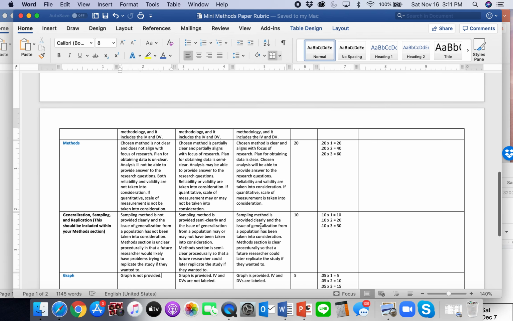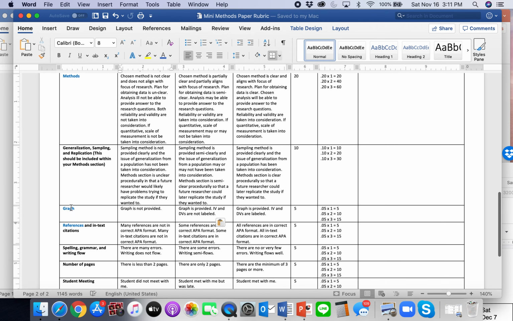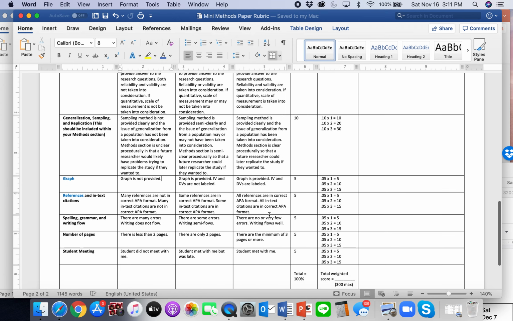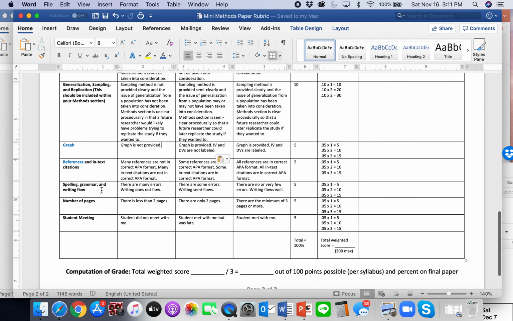Methods right here. Your generalization, sampling, and replication should be included in your methods section, but this is what I'm looking for. Graph: this explains what I'm looking for. References: this explains what I'm looking for. I'm also looking for spelling, grammar, and writing flow, so be sure to pay attention to that. And again, if you need help, please visit the Writing Center.